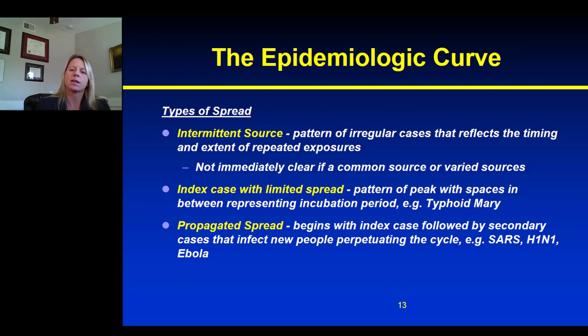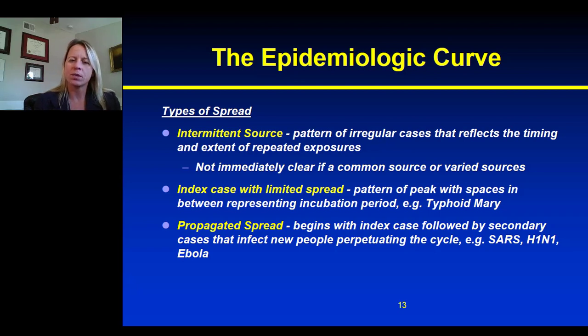A fourth type of spread is an index case with limited spread. This is associated with patterns of peaks with spaces in between representing the incubation period. The seminal example here is Typhoid Mary. She spread the infection to all the individuals. The individuals did not spread it to each other.